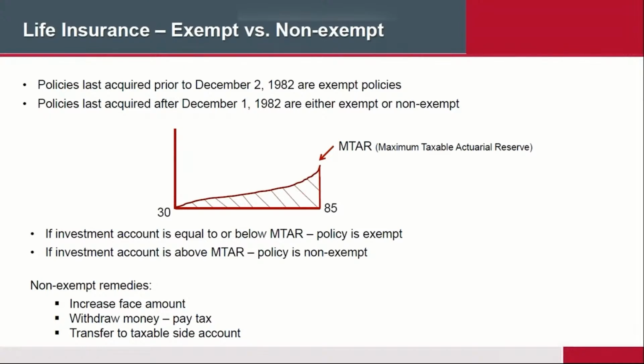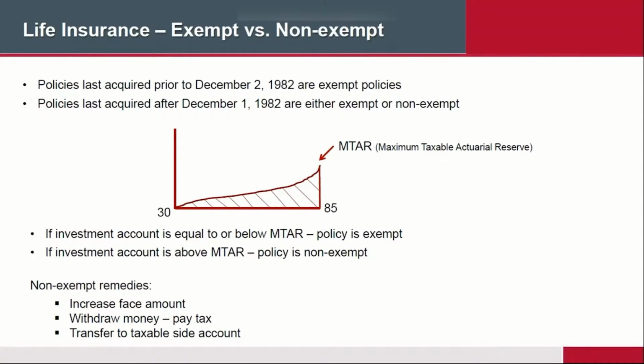As long as the money is sitting in that policy, and it is below that particular line, the client will never receive a T3 or T5. So therefore, the growth on that will be tax deferred. That's the beautiful thing about this. So how a product maintains its exempt status is that it must be last acquired after December 1st, 1982, and the investment amount in the account value cannot be greater than the MTAR line. It's got to be equal to or less than the MTAR. Then the policy is exempt.